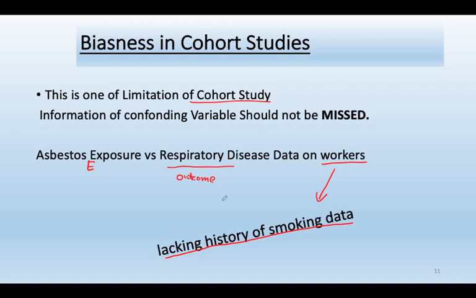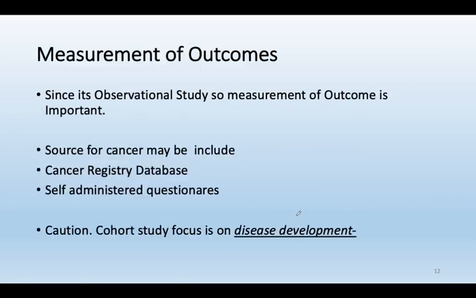Okay, and I am repeating it. This is an observational study. You can't differentiate the workers as good ones; they are limited. So we need additional parameters right at the start of the study. Now, the measurement of outcome is important. Sources of cancer data may be included, like a cancer registry database or self-administered questionnaires that we use.